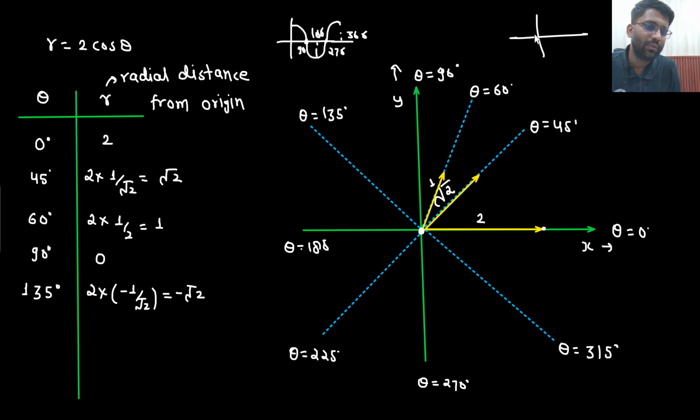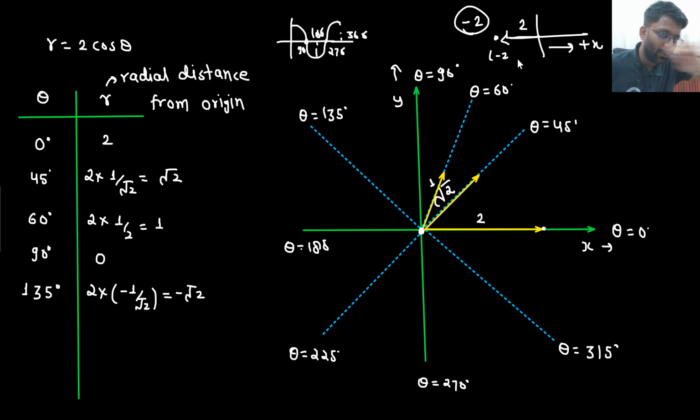Let's just say I am telling you, on positive x-axis, you move for a distance of minus 2. Where will you move? On positive x-axis, you need to move for a distance of minus 2. That means you will go distance 2 here, and then you will reach at minus 2. Minus 2 means you will go for a distance of 2, but in the opposite direction. So similarly, when theta is 135 degree, you need to move for a distance of minus under root 2, but in the opposite direction. Is that understandable to you?